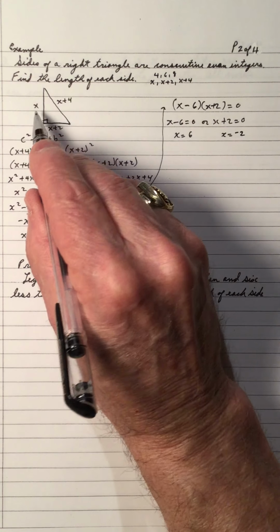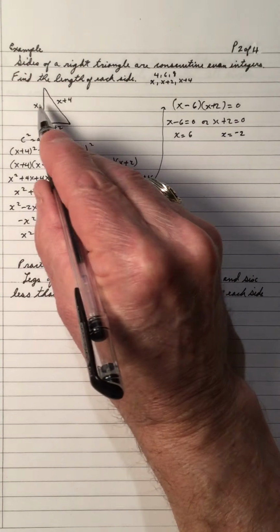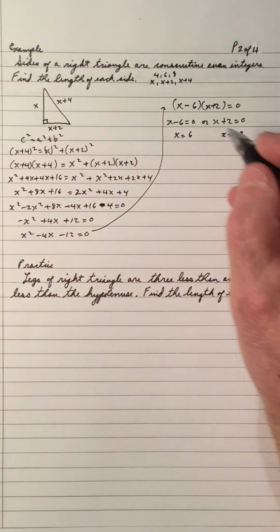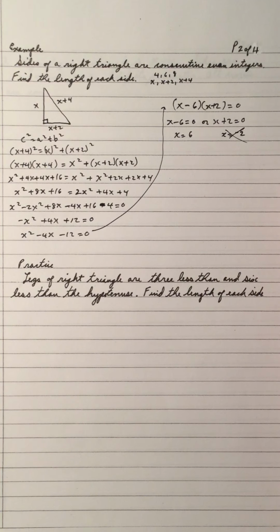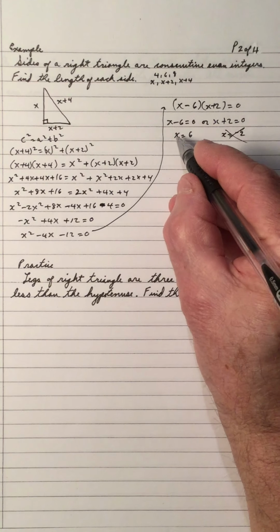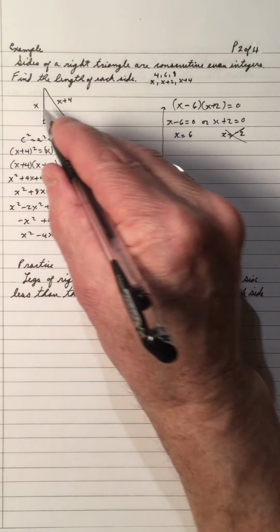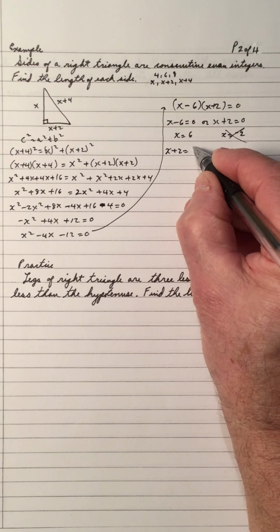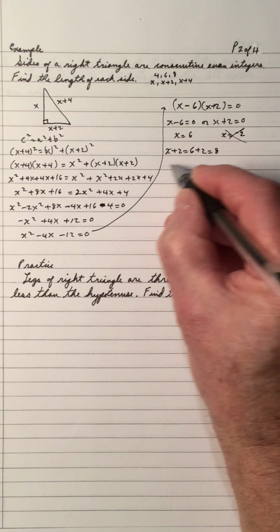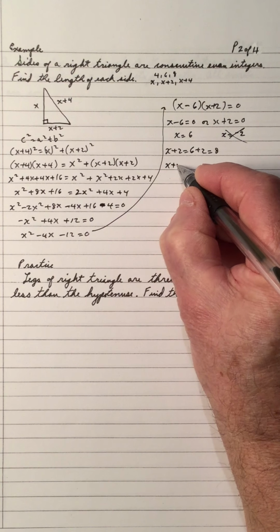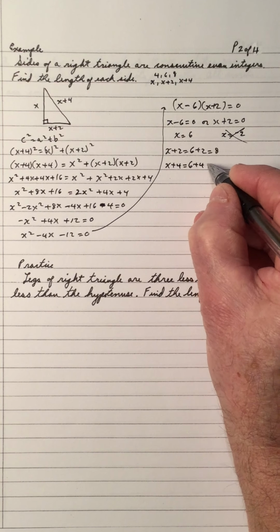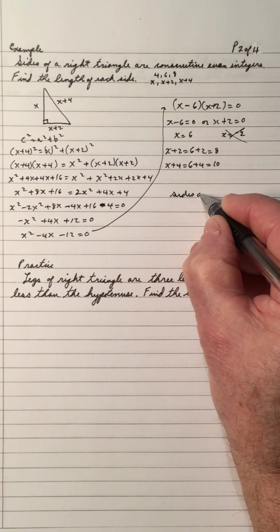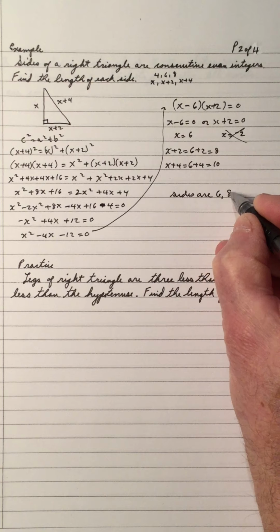And dealing with the negative number, if x is negative 2 and we put a negative 2 here, the side becomes a negative length, so we can't have it. So we have to omit the x equals negative 2. So we have x is one side, x plus 2 is the other. So 6 plus 2 gives us 8. And the hypotenuse is x plus 4, so it's 6 plus 4 is 10. So the sides are consecutive even integers of 6, 8, and 10.